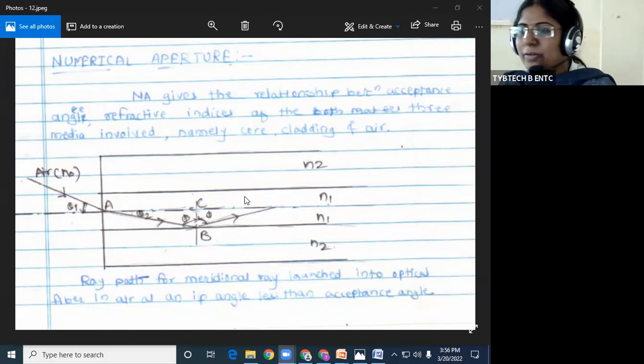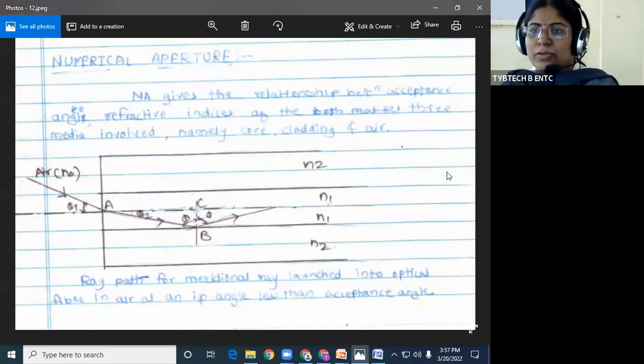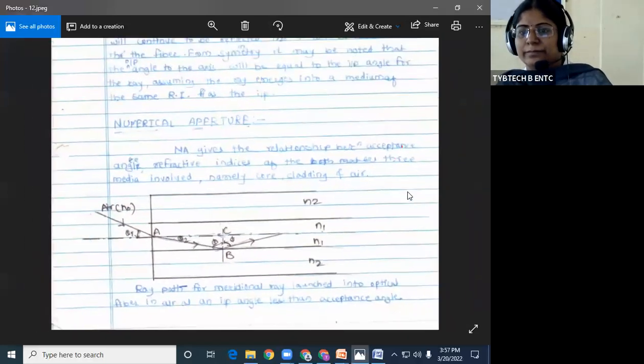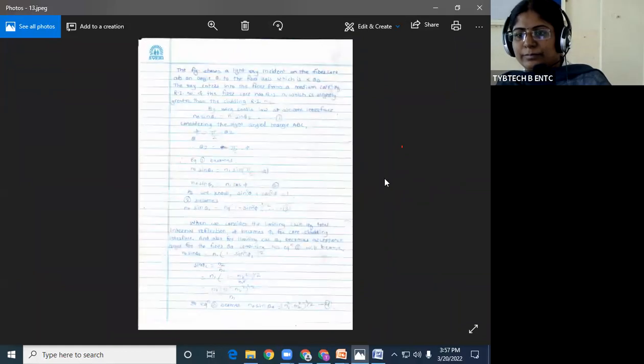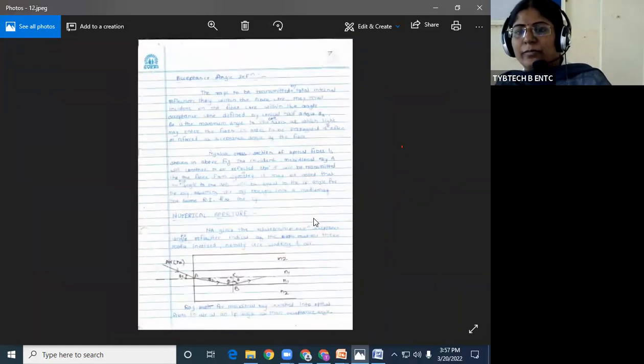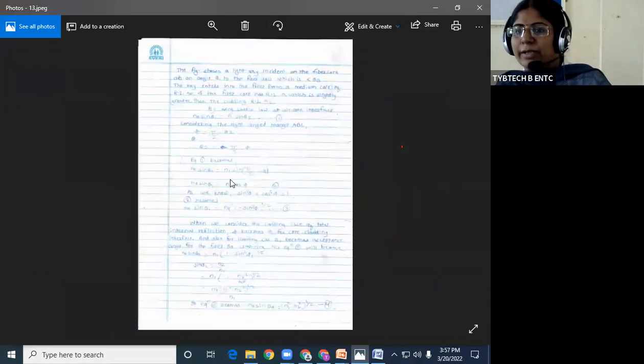This condition is shown here. You understood the diagram first? Then this light ray is incident on the core axis with angle θ1, refracted in the core with θ2, and it is again reflected in the core. That condition is shown here. Then first we have to apply Snell's law at the air core interface.